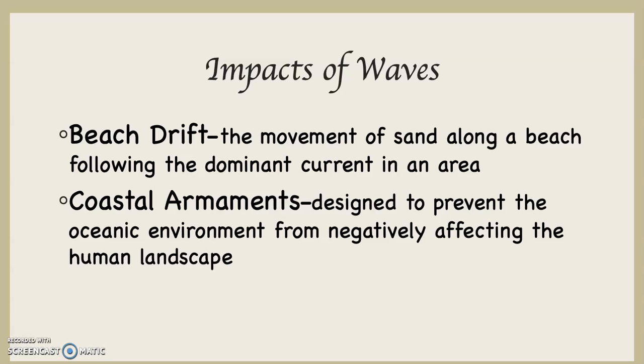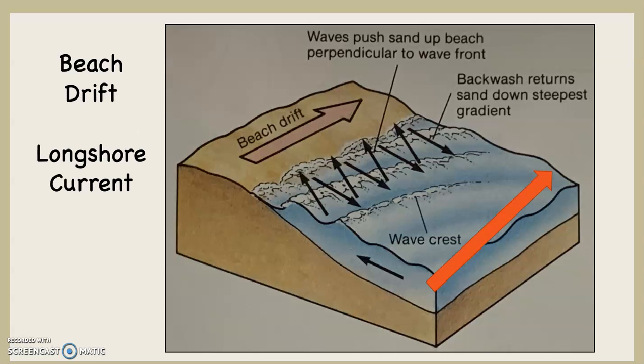One of the things that human beings do to try and stop this, as if we could do that, is we create things called coastal armaments. These are designed to prevent the oceanic environment from negatively affecting the human landscape. So in other words, we're going to fight against nature. Ultimately, guess who wins that battle every single time? But you know, that's not going to stop us from trying. We're people. Let's take a look.